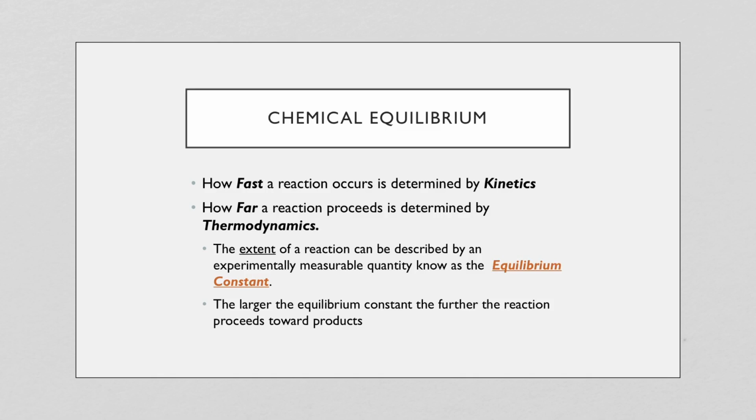Now, in terms of what the equilibrium constant means in terms of its value, well, generally speaking, the larger the equilibrium constant, so the bigger the number, the more product favored the reaction is, or the farther the equilibrium lies toward the product side.